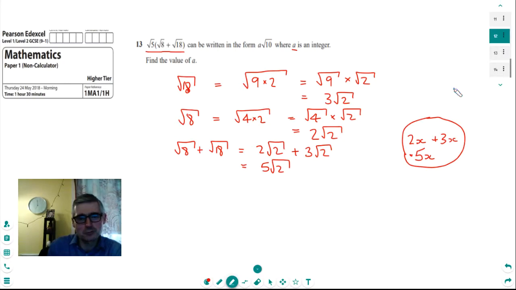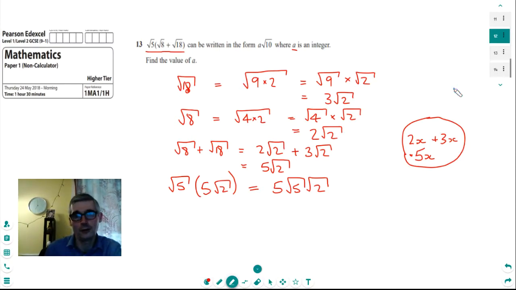So if we now multiply that with the root 5 that's at the front, we've got root 5 times what the bracket becomes, which is 5 root 2. So let's multiply those together. And in fact, there's not much to do. We can just say that's 5 and then root 5 times root 2. And if we multiply, we can take the root 5 and the root 2 and put them both under the same square root. That's going to become 5, and then square root of 5 times 2, which makes 5 root 10.